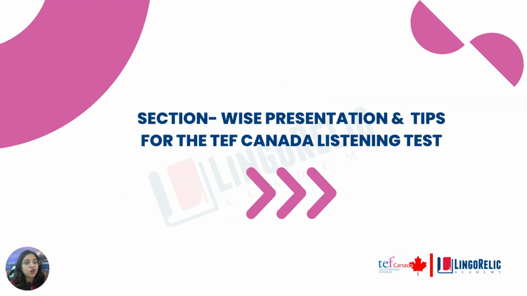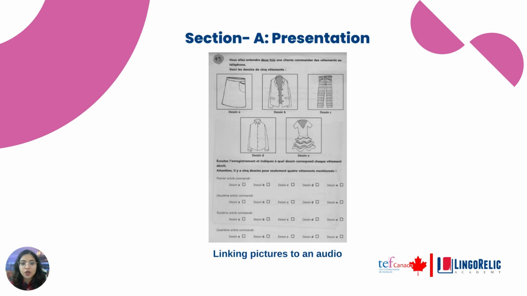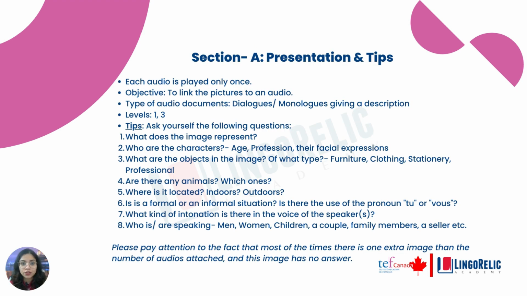Now, let's talk about the section-wise presentation and tips for the TEF Canada listening test. You have section A. This is what it's going to look like, really. And these are generally going to be pictures that are supposed to be linked to an audio. So you listen to an audio and you answer the questions. You mark just one option here between dessin A, dessin B, dessin C, dessin D, dessin E. So above you have some images which you have to relate to them according to the audio that you listen to. So here goes the presentation and tips for the section A questions.